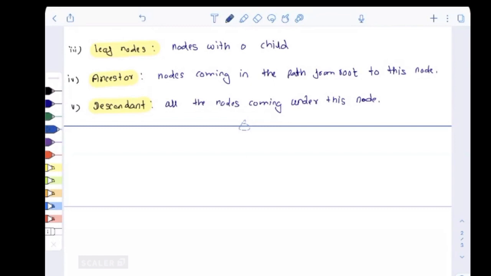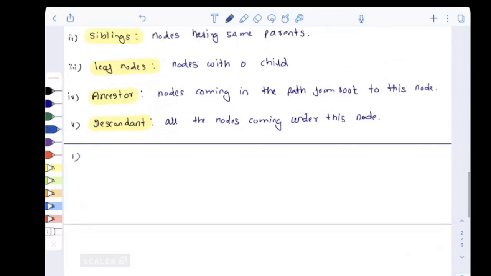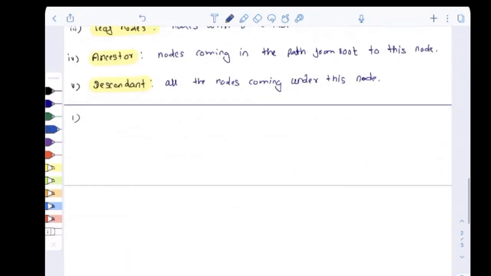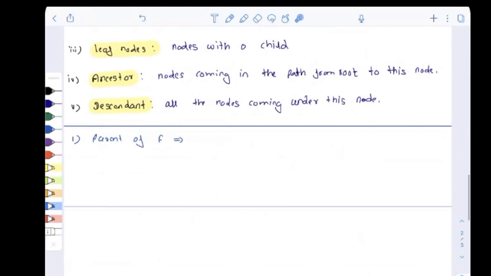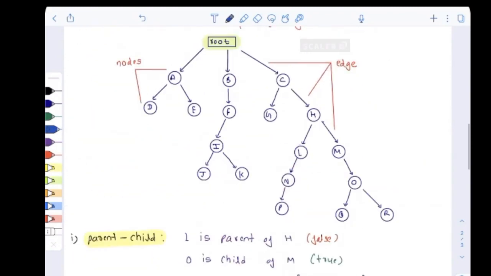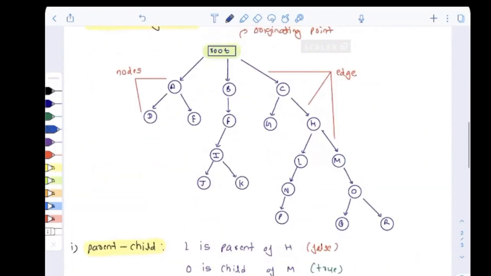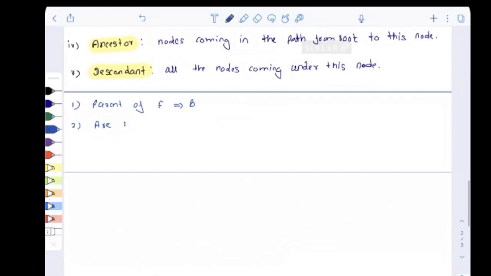Okay, so question number 1. Sometimes you need to answer true or false. My question to you is: what is the parent of F, guys? Who is the parent of F? That is going to be B, right? It's very easy. Now the second question is: are these siblings?